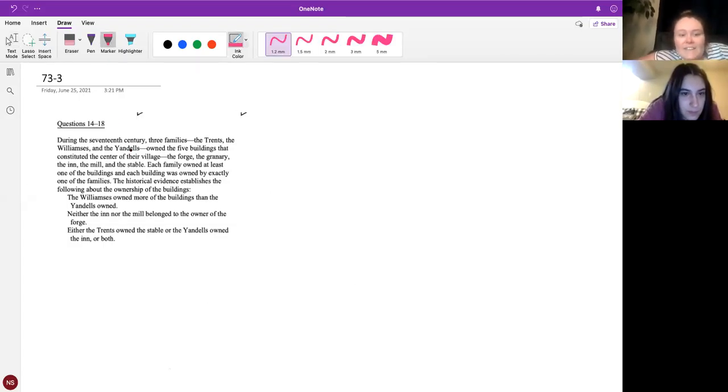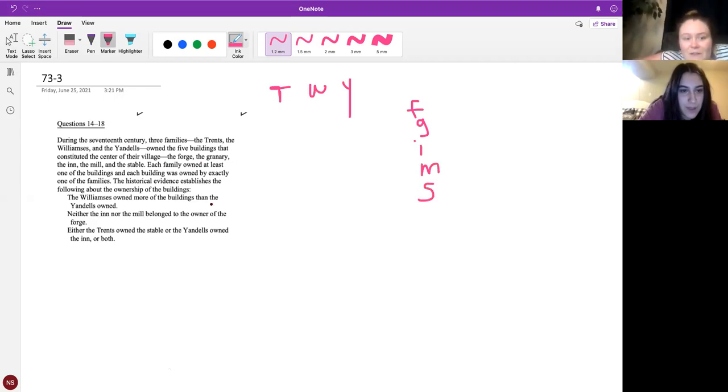Here it says, during the 17th century, three families, the T's, W's, and Y's, owned the five buildings that constitute the center of their village: the F, G, I, M, and S. Okay, cool. Each family owned at least one of the buildings, and each building was owned by exactly one of the families. The historical evidence established the following.